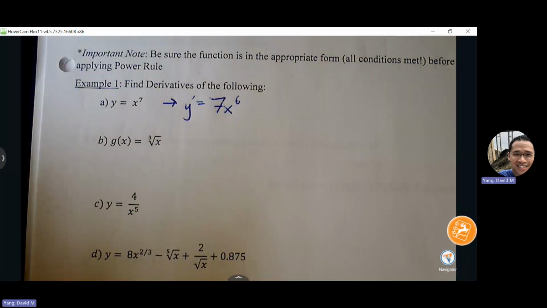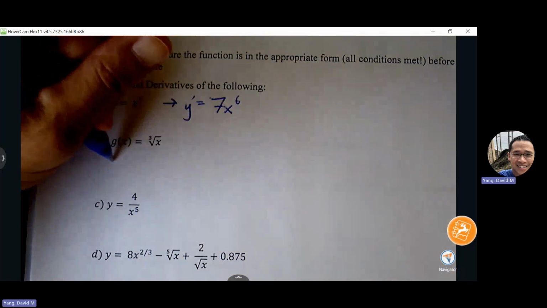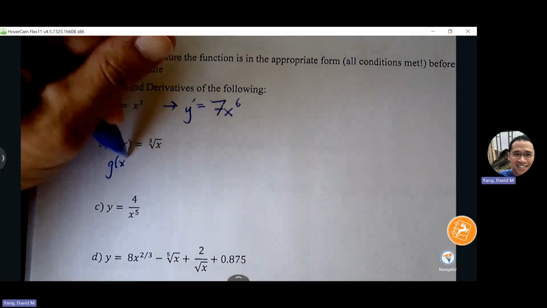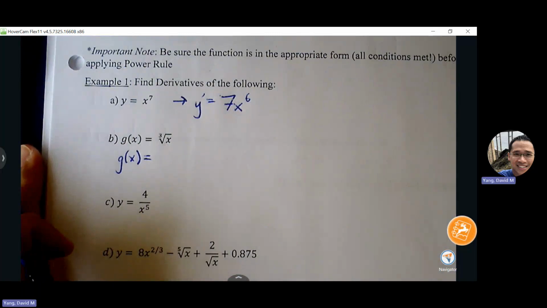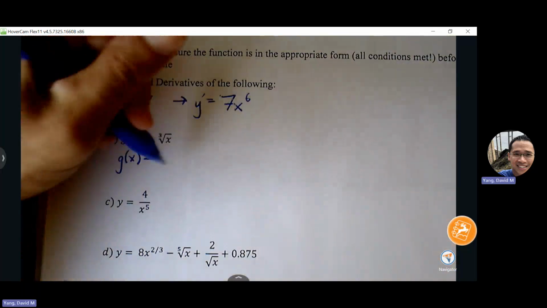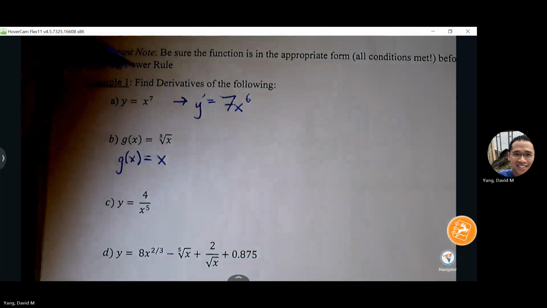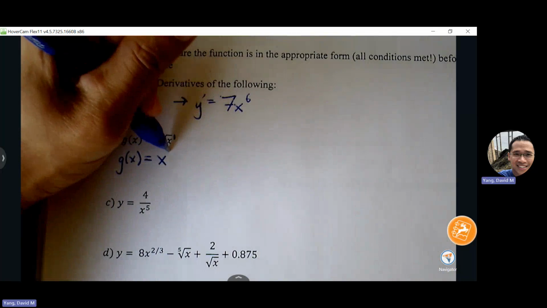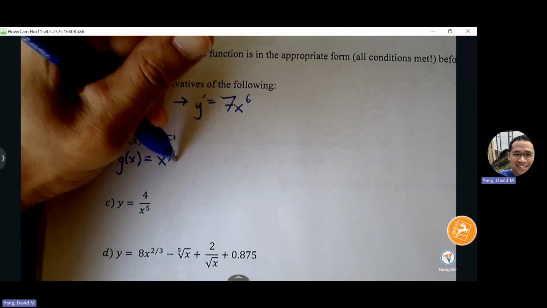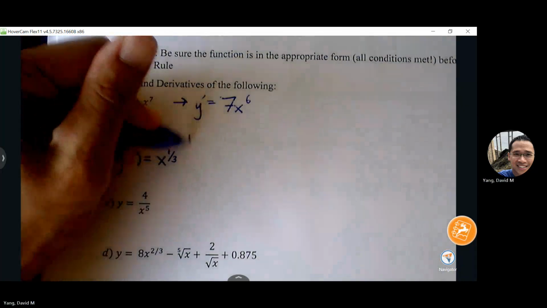Okay, part B, g of x equals cube root of x. Let's take the time to get it ready for power rule. So let's get that radical to go away. What's cube root of x? How can I rewrite that? X to the what? 1/3. There's a hidden 1, and we're always doing the 1 on the right divided by the number on the left, x to the 1/3.